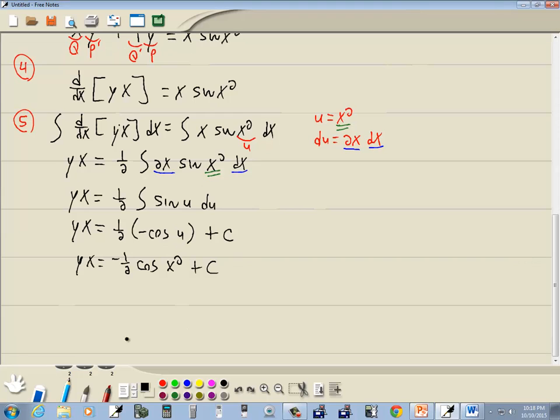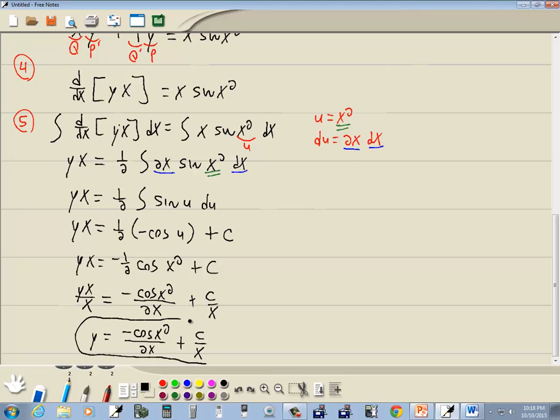Now we want to get y by itself, so I divide everything by x. Divide that by x, and here I'll put the cosine x squared up on top and 2 down below, and I'm dividing by x, so I'll put the x down there too, plus c over x. Those x's cancel, and I got y is equal to negative cosine x squared over 2x plus c over x. And that would be our answer.